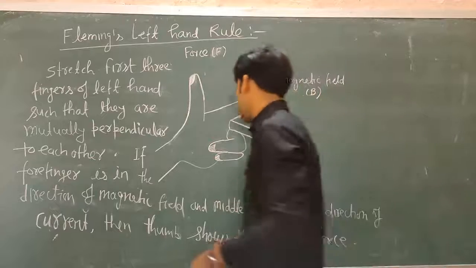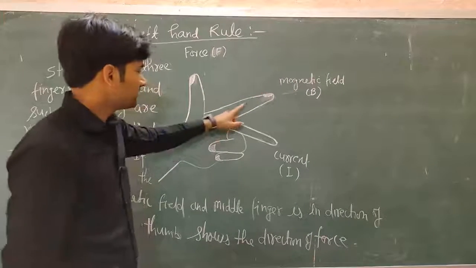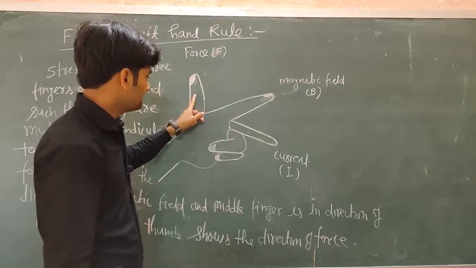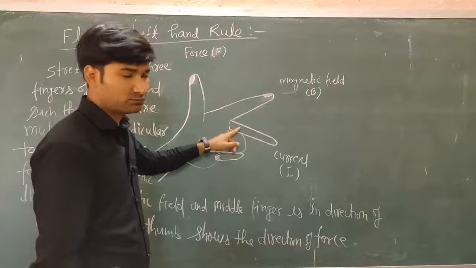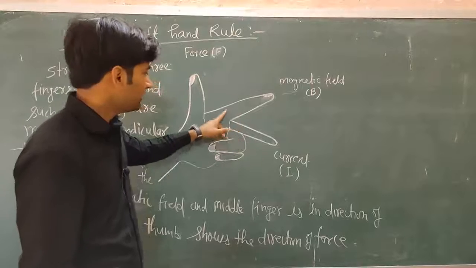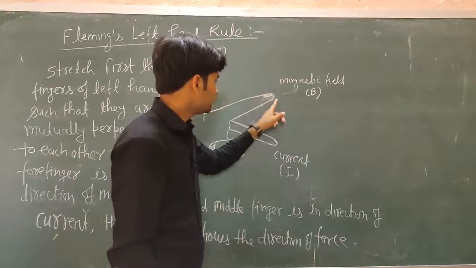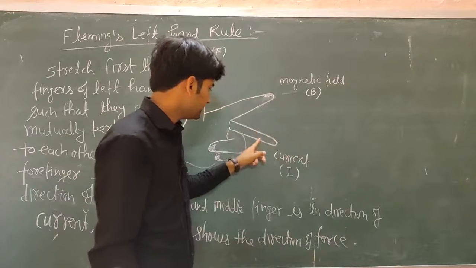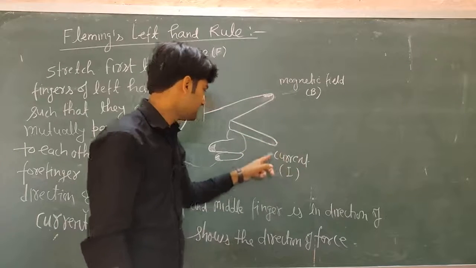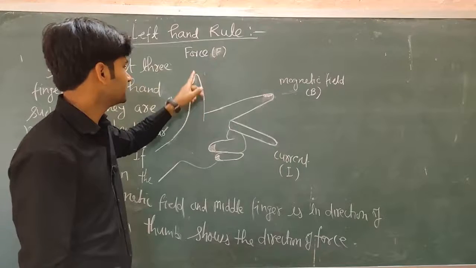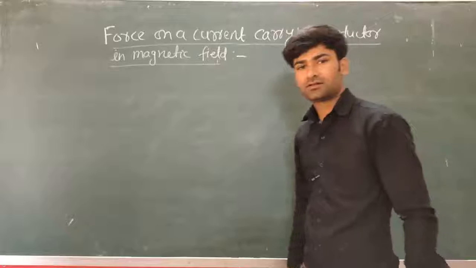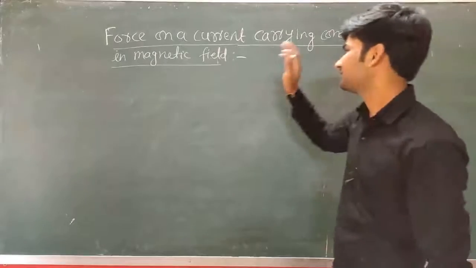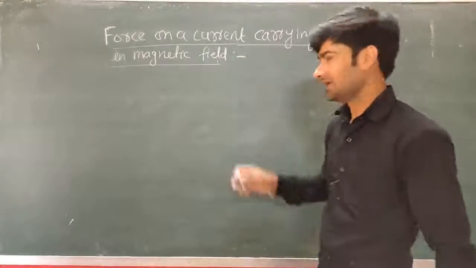You can see this forefinger, middle finger and thumb are all mutually perpendicular to each other, and this forefinger is in the direction of magnetic field, the middle finger is in the direction of current, then the thumb will show the direction of force. Now, the next topic is force on a current carrying conductor in a magnetic field.